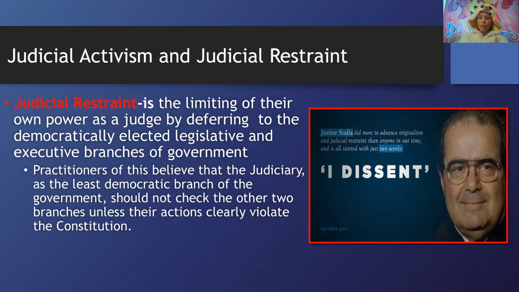And it really is. You're appointed, you're confirmed, you can be anybody, honestly. Should not check the other branches unless their actions clearly, without a doubt, violate the Constitution. So no wiggling around the words, no thinking about what, you know, Hamilton may have been trying to say or anything like that. The words of the Constitution are the words of the Constitution. Done, stamp, period. Boxed yourself in.